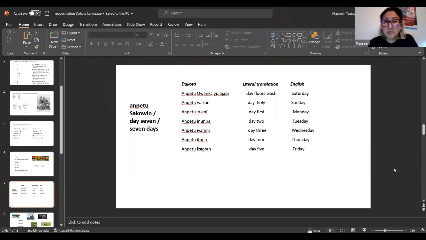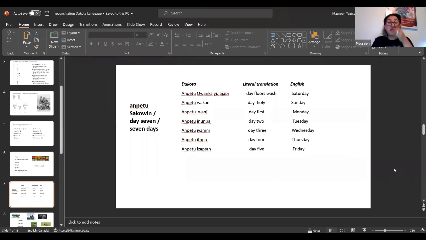The next one is Empetu Inumpa. Day two. It's the second day. It's Tuesday, right? And the I that's put in front of the word, the number, means it's the next day. It's after. Inumpa is after Wanji. Empetu Wanji, Empetu Inumpa. That means it's after. So we go back to our numbers. Numpa is number two, right?